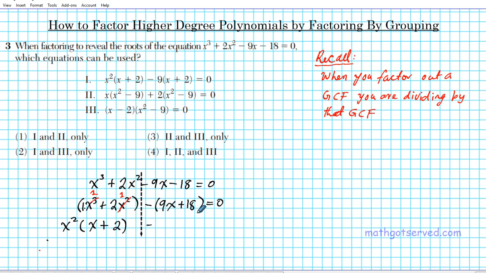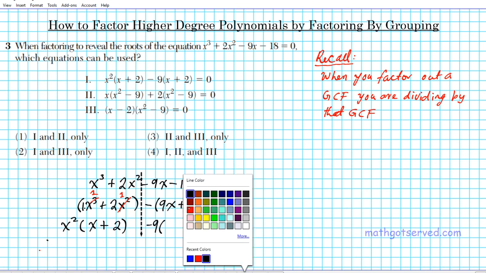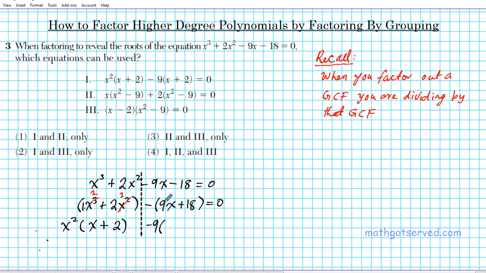Now let's look at 9x and 18. Is there a common factor that we can pull out? What is the biggest number that goes into 9 and 18? 9, right? So we factor out a 9, so we're dividing by 9. That's what factorization is. So 9 goes into 9x 1, and then 9 goes into 18 2.